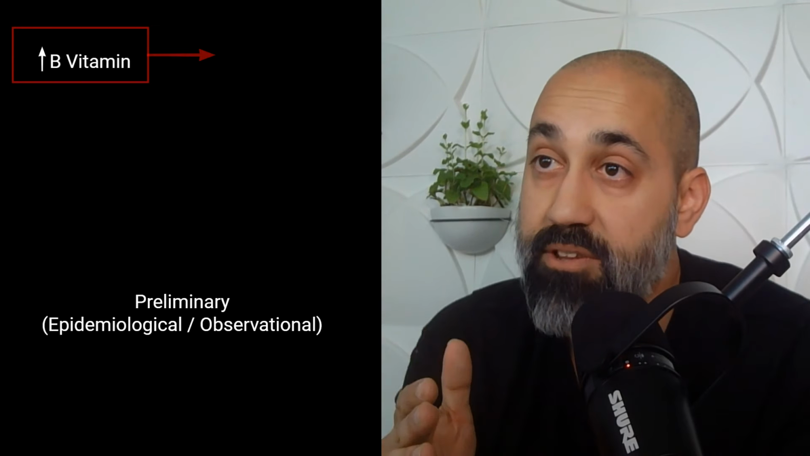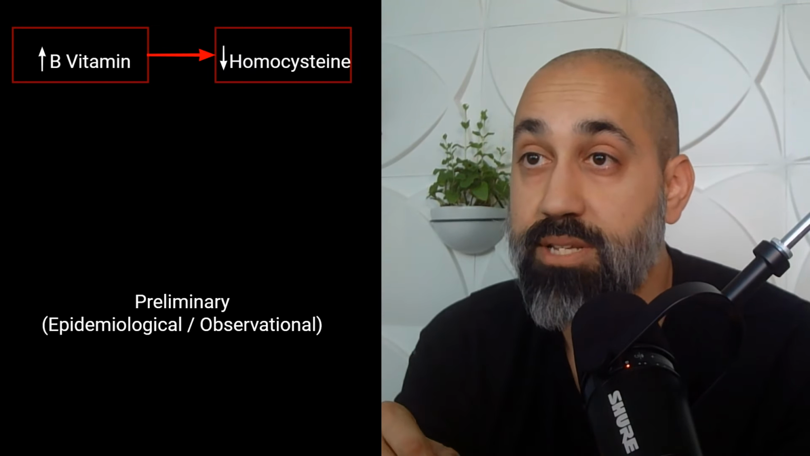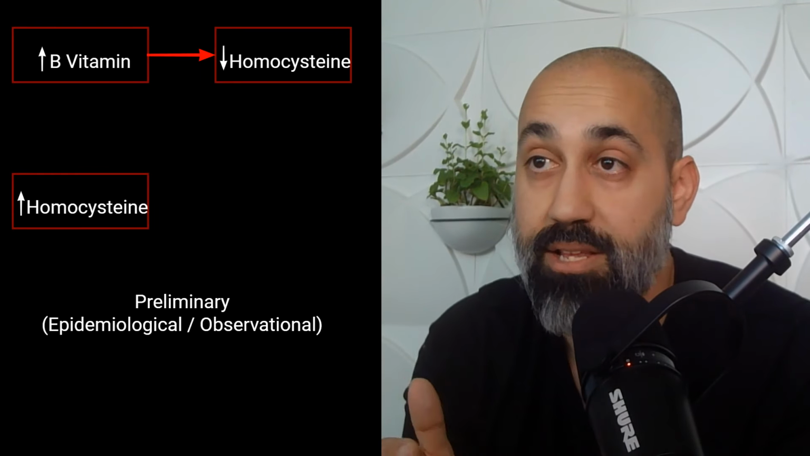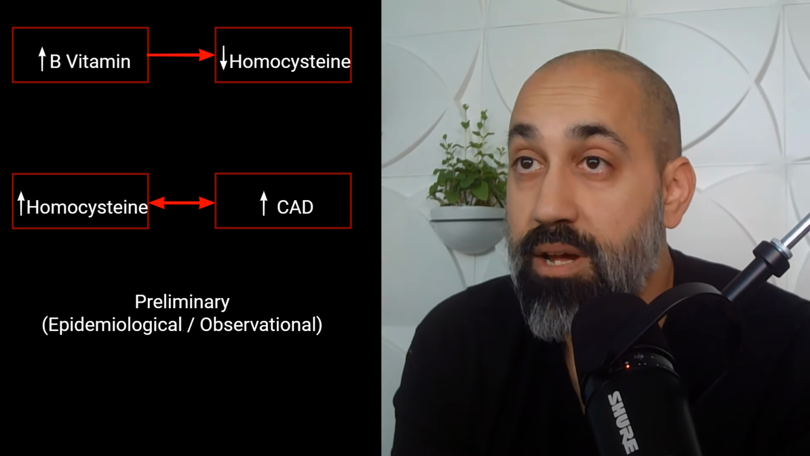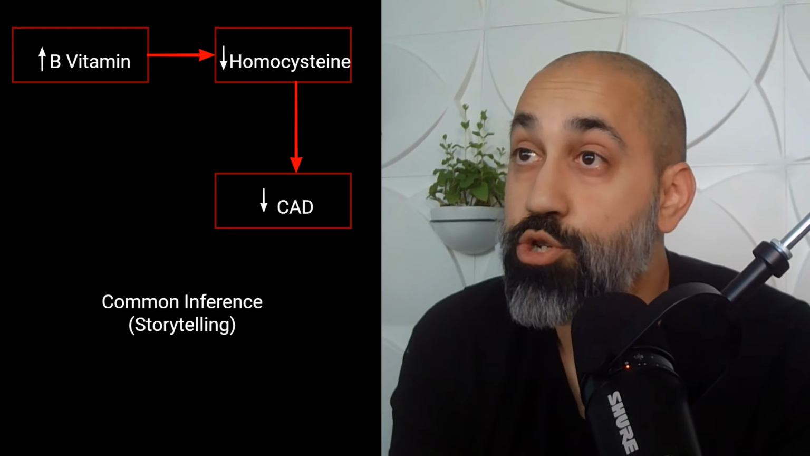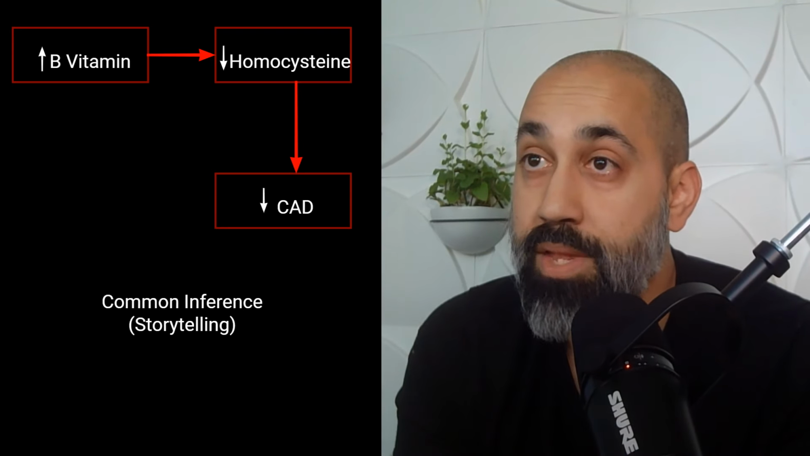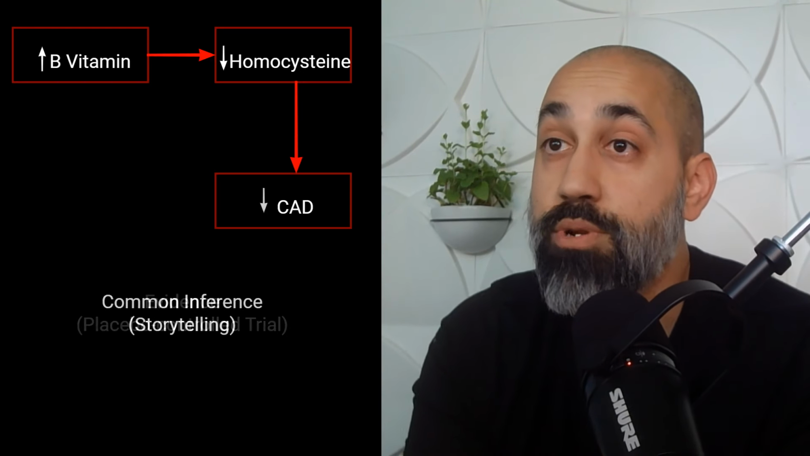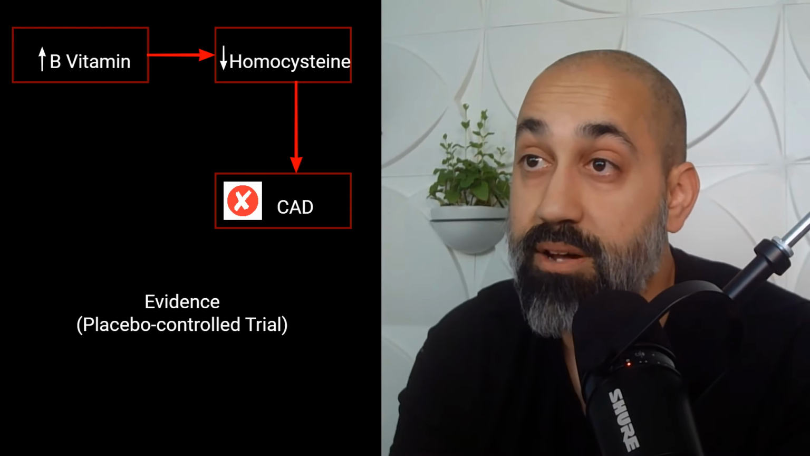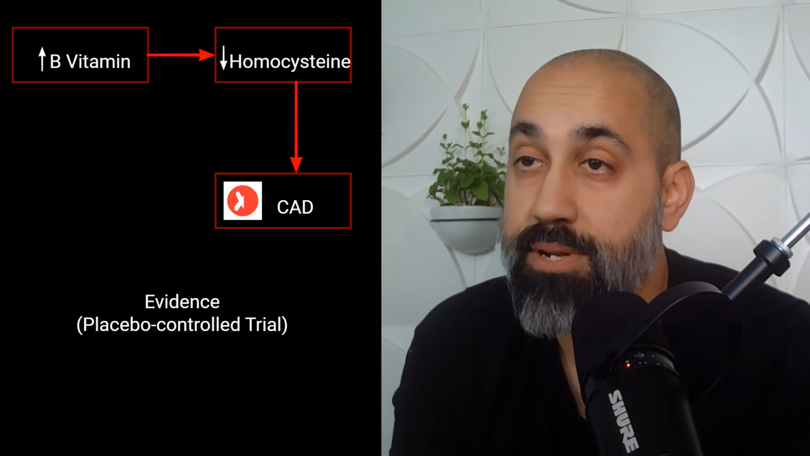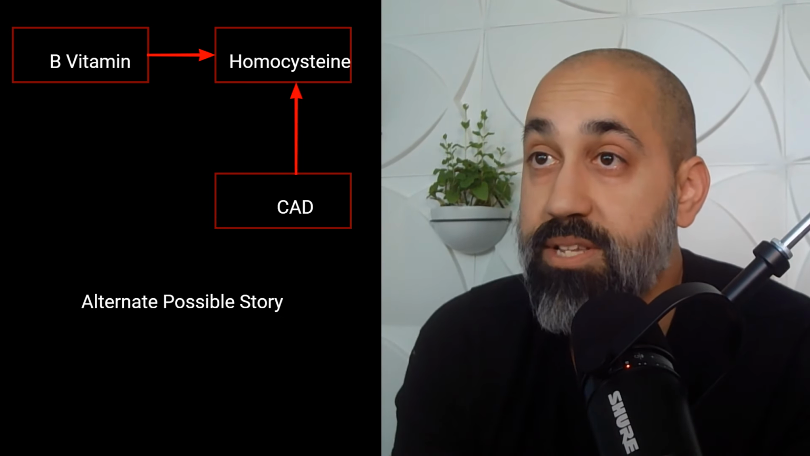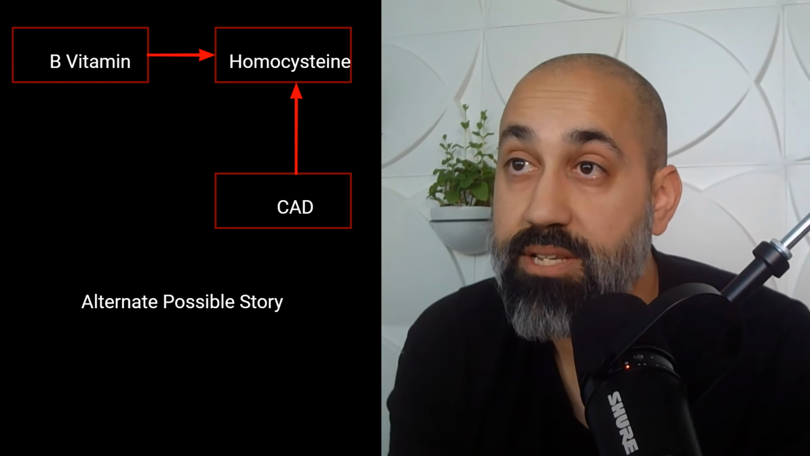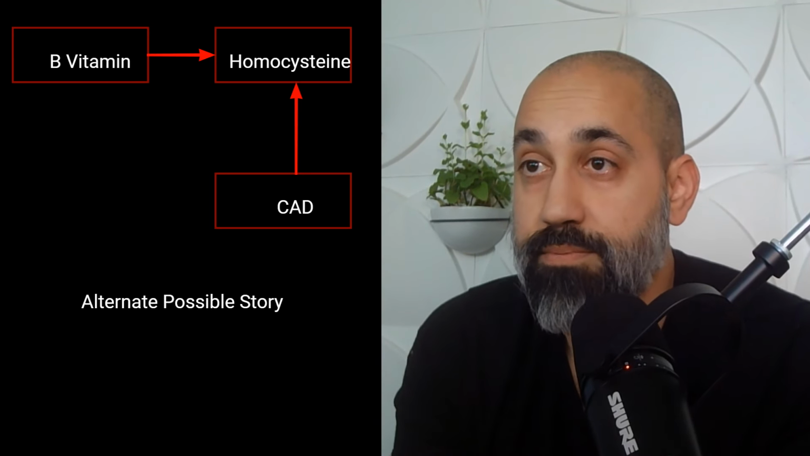The preliminary studies I mentioned before showed this association. B vitamin causes decreased homocysteine. Homocysteine is associated with coronary artery disease. Most people looking at that combination inferred this. B vitamins decrease homocysteine, which should lead to decreased coronary artery disease. But the placebo-controlled trials actually showed that B vitamins led to decreased homocysteine levels, but there was no change in coronary artery disease. And a possible explanation of that is something like this. The B vitamins and the coronary artery disease affect homocysteine levels.